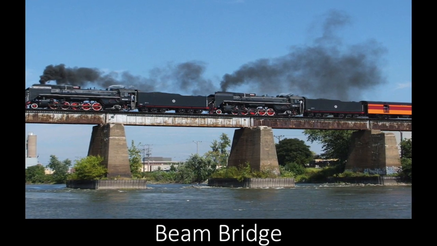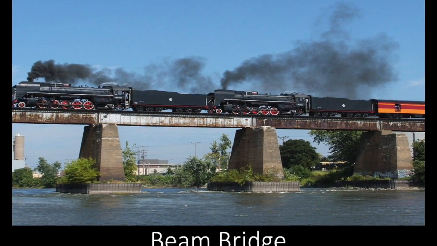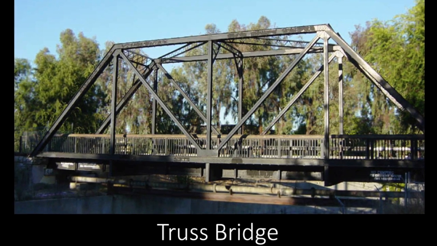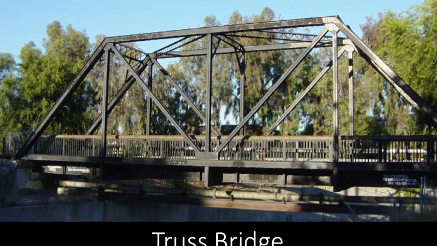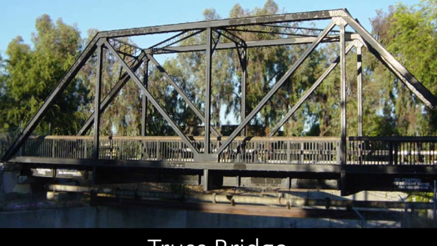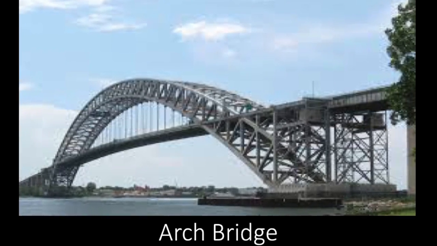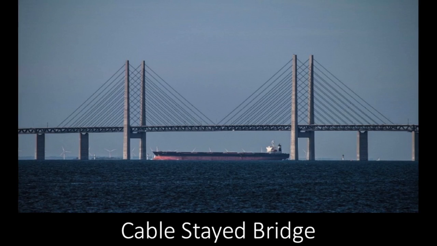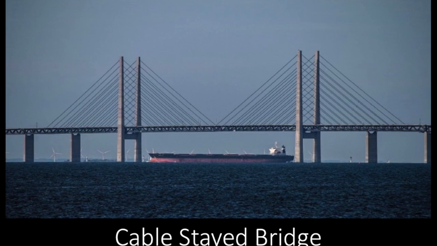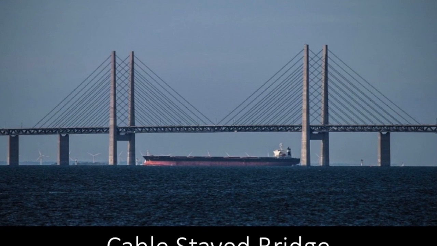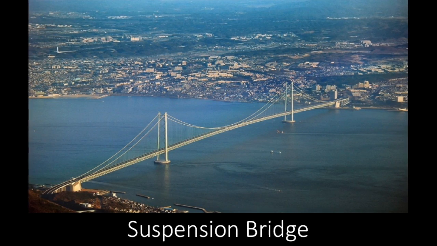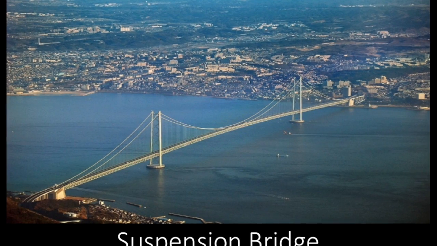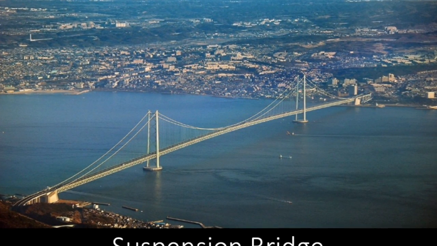The beam bridge is the simplest structural bridge, which is supported by a pier or abutment at each end. The truss bridge is a structure comprising triangles in a truss shape. The arch bridge is constructed with abutments at each end and shaped as a curved arch. The cable-stayed bridge has one or more towers from which cables support the bridge deck. The suspension bridge contains a deck which is hung below suspension cables on vertical suspenders.